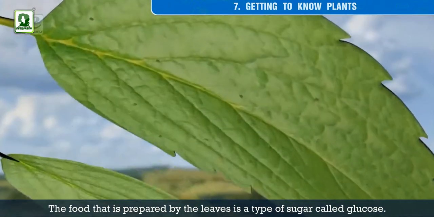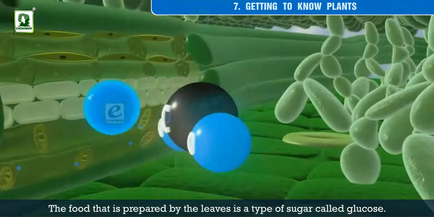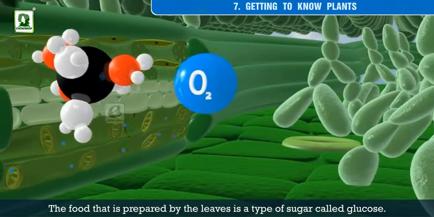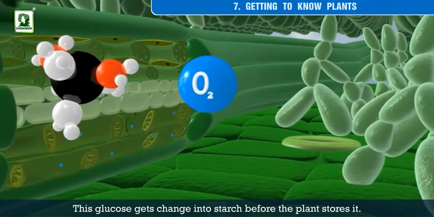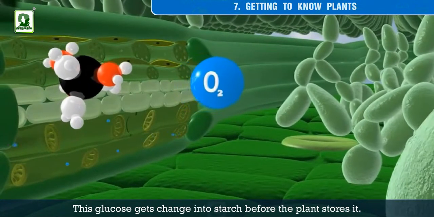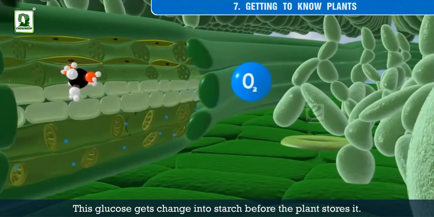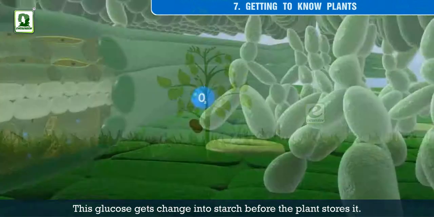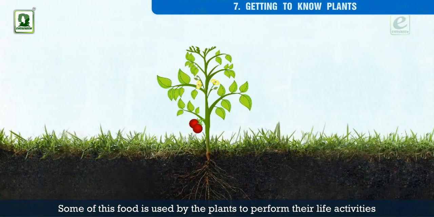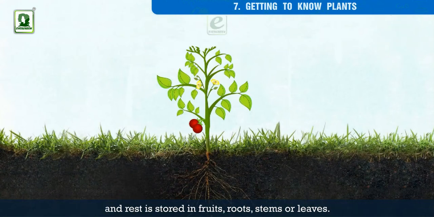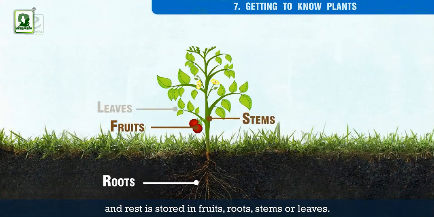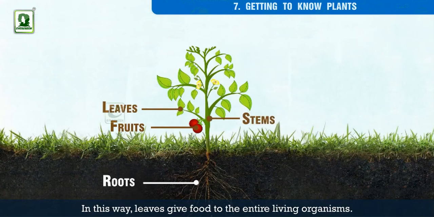The food that is prepared by the leaves is a type of sugar called glucose. This glucose gets changed into starch before the plant stores it. Some of this food is used by the plants to perform their life activities, and the rest is stored in fruits, roots, stems, or leaves. In this way, leaves give food to the entire living organism.